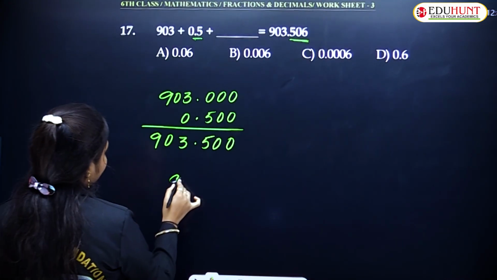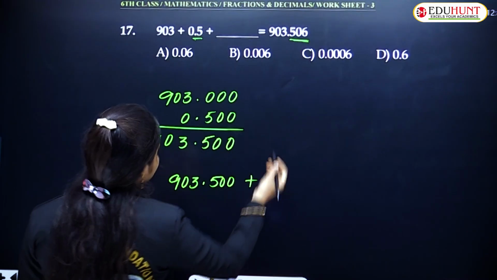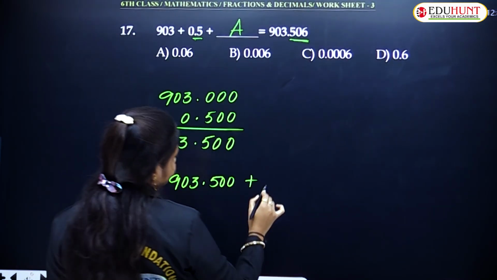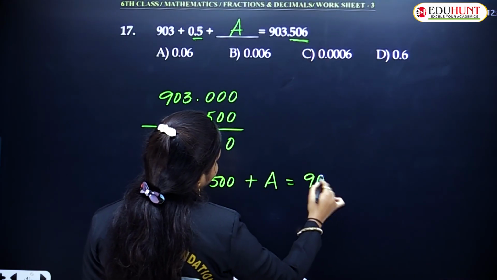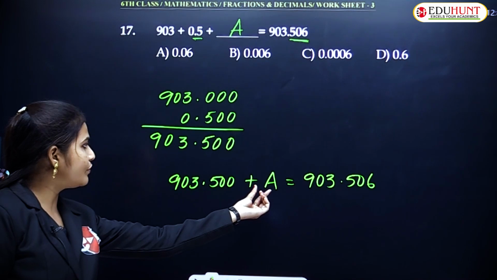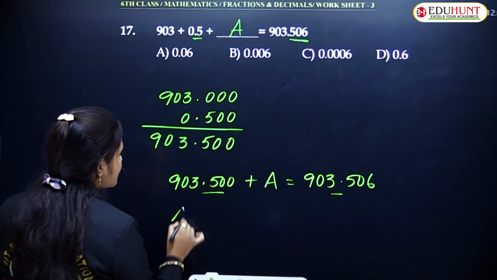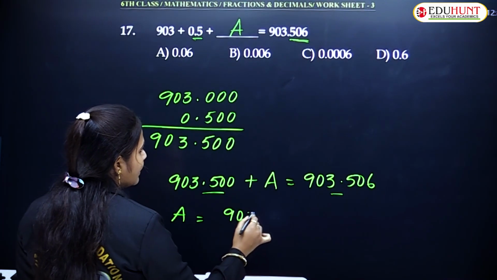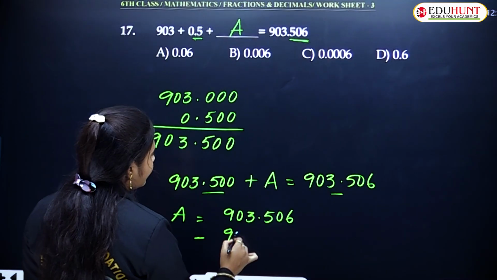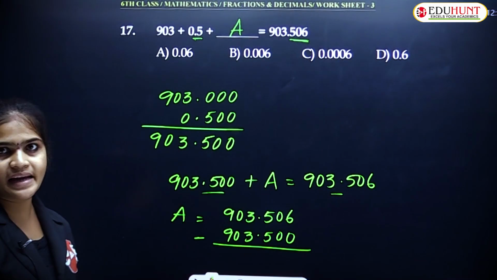As per this, 903.500 plus, here nothing is there, so let it be some A, capital A. A is equal to 903.506. Understand? To find the value of A, you just have to subtract these two numbers, no? As per this, A is equal to 903.506 minus 903.500. Just do that subtraction here.